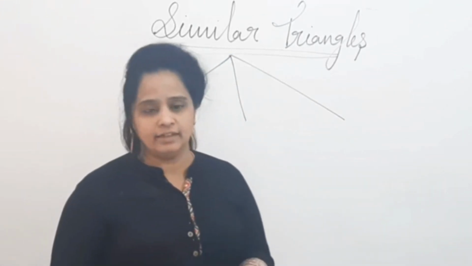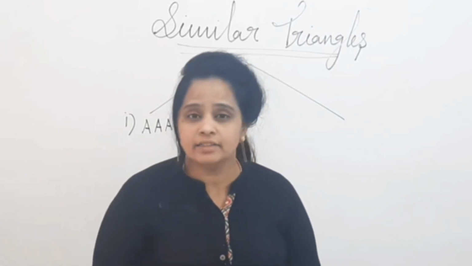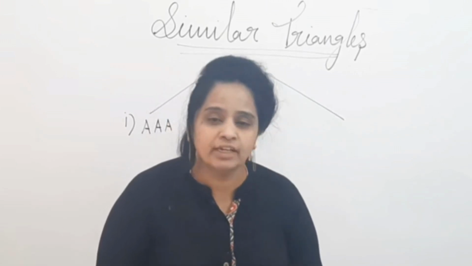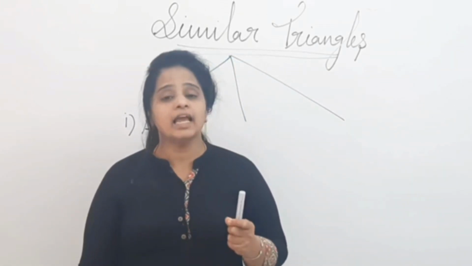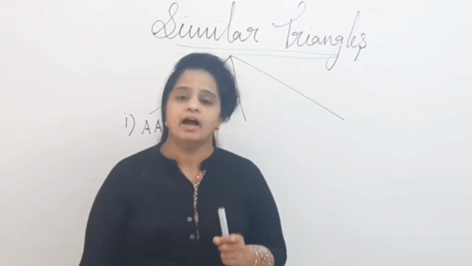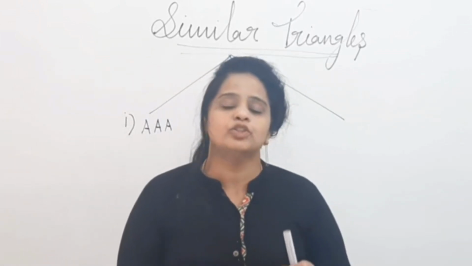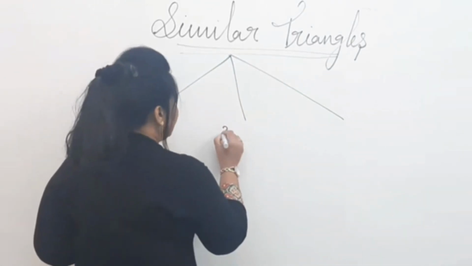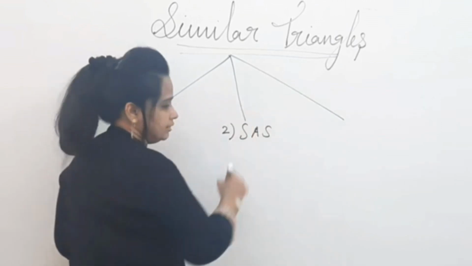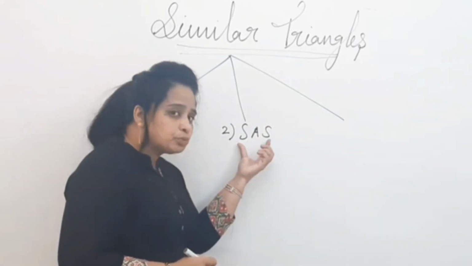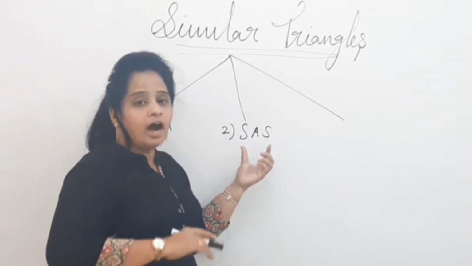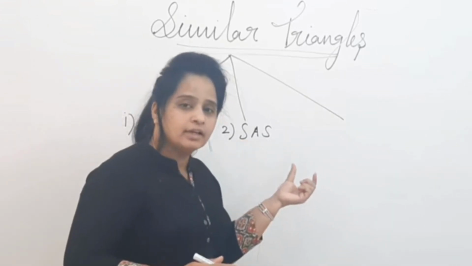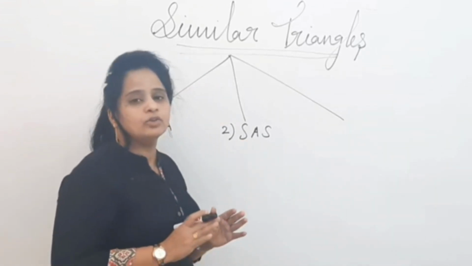Now the second criteria is, if two pairs of corresponding sides are proportional and the angles included between these two sides are equal, then those two triangles are similar. We call this the SAS criteria.